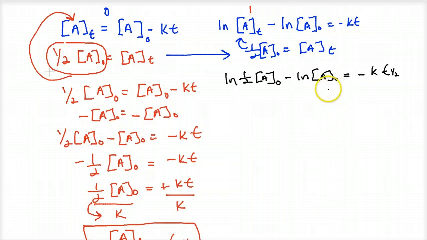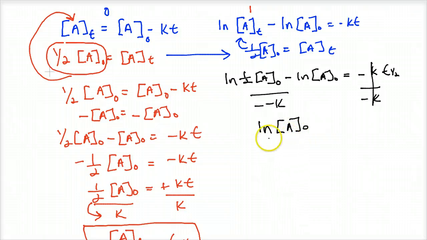So we're going to divide by K. I can divide by negative K if I like. So divide by negative K on both sides, and of course the K's cancel. When I do that, what I'm going to get is the ln of A naught over 1/2 of A0, divided by K, equals t to the half.